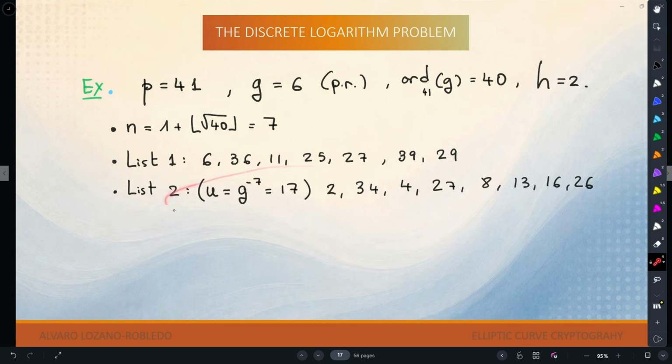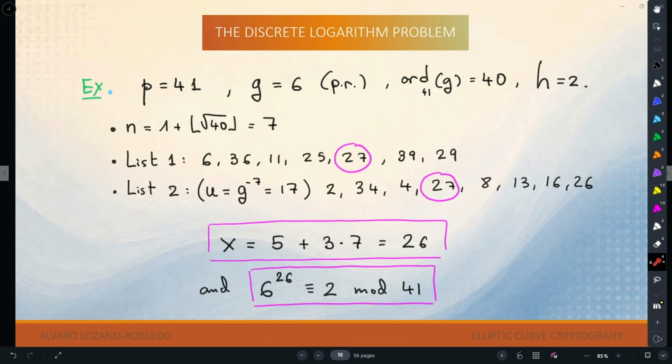And I build both lists. Okay? And then you see that there is a match right here and right here. You see that I have built both lists here, but actually I could have stopped here and here, basically. Or by the time I build this and I have already seen this, then I would have already found a match without having to go all the way to 7. So there is a match, and this is 6 to the 1, 2, 3, 4. No, this is g. So 1, 2, 3, 4, 5, and this is h times u to the 2, 3. So it's 7 times 3 plus 5 is 26, and it turns out that 6 to the 26 is 2 modulo 41.